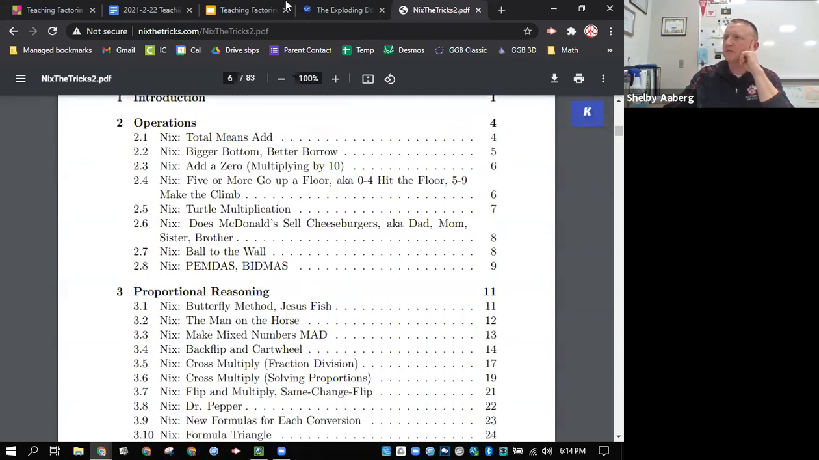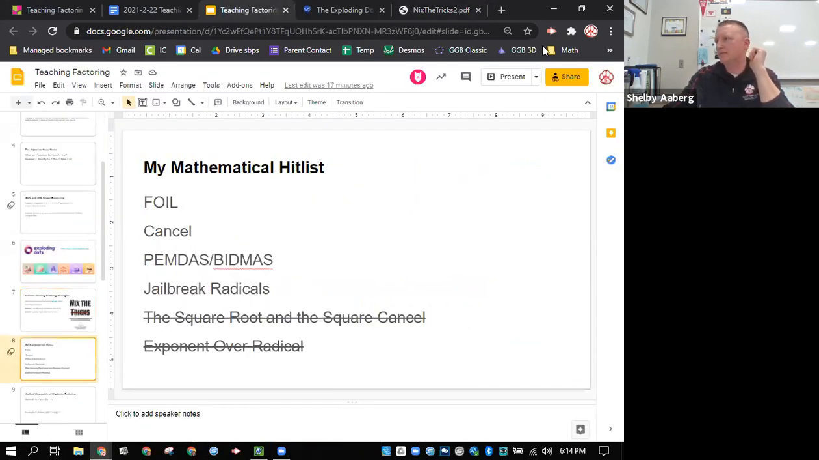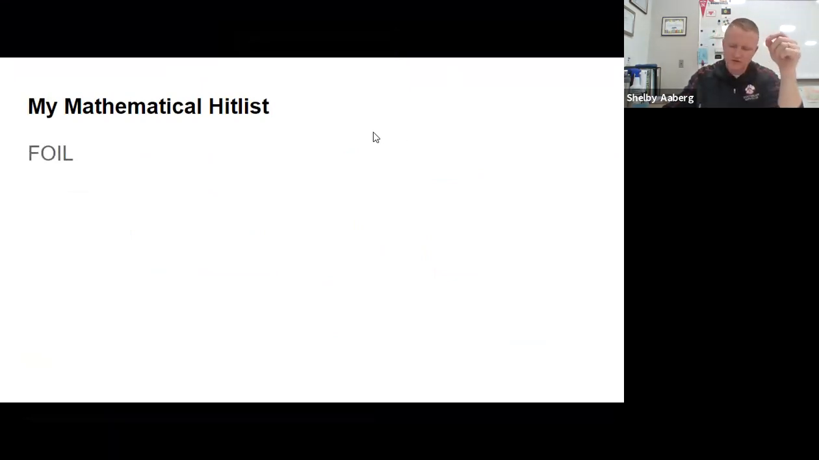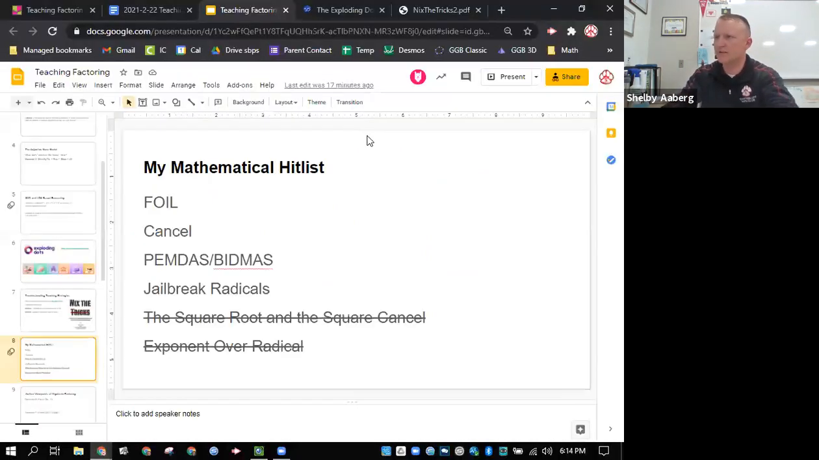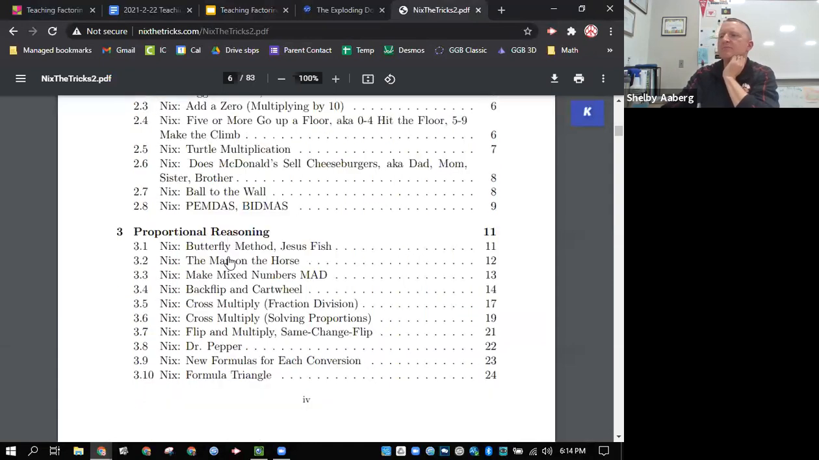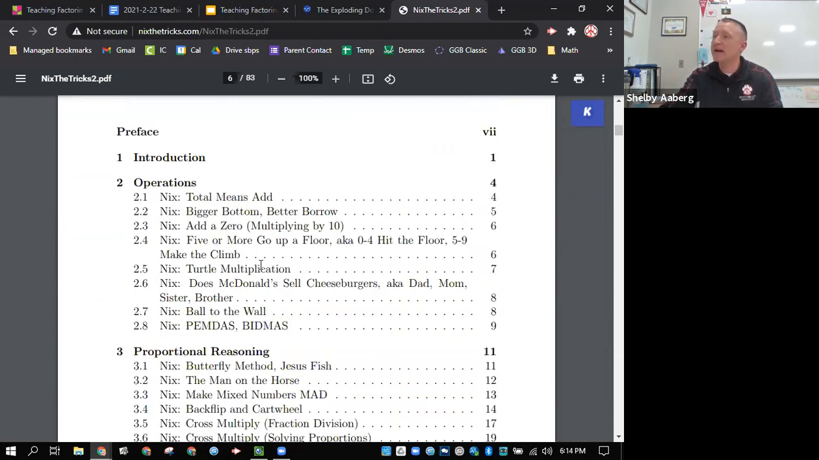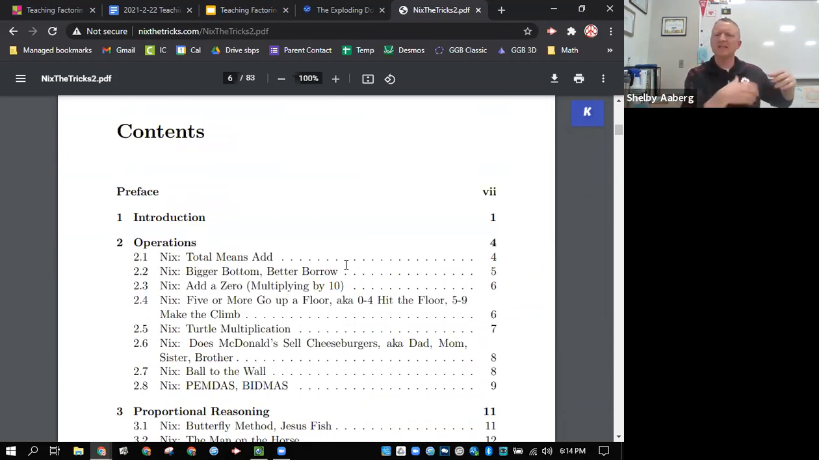So for example, on here, I have my mathematical hit list. These are things that I wish we could just strike from the discipline right now. First of all, is the four-letter F word, FOIL. FOIL refers to such a small set of multiplication problems that it is a waste of time to teach. Instead, we should just be saying distribute. And that's one of the things featured in Nix the Tricks. PEMDAS, the butterfly method, the Jesus fish. These are a whole bunch of things, and some of these tricks I had never even heard of. But there's some great action in here to help the math teacher think about, okay, if I'm introducing a shortcut to the kid, am I unintentionally harming them in the long term in terms of development?